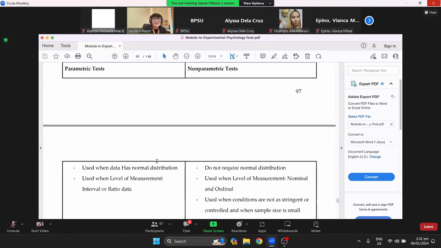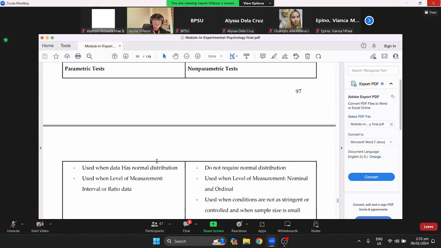Okay, so again, let's have the demarcation line between the parametric test and the non-parametric test. Okay, so in parametric test, we have when the data has normal distribution. Okay, or used when level of measurement is what? Interval or ratio data. Okay? Ayan. Now, may mga statistics tayo na nagme-measure kung normal ba ang distribution ng dataset natin. Okay? But again, hindi ko na siya ituturo kasi hindi naman tayo statistics class.